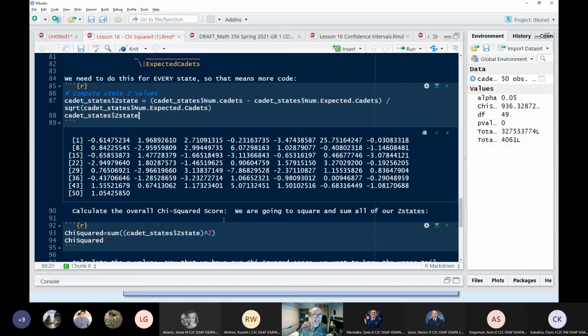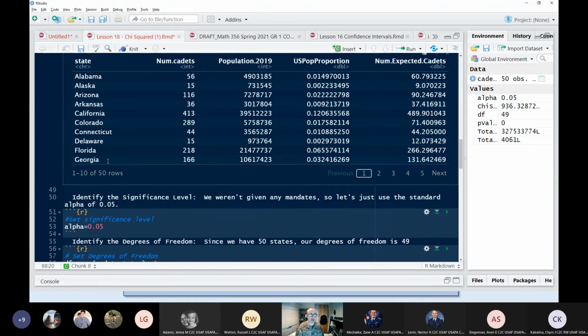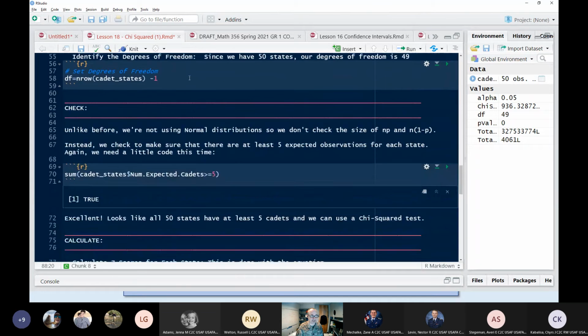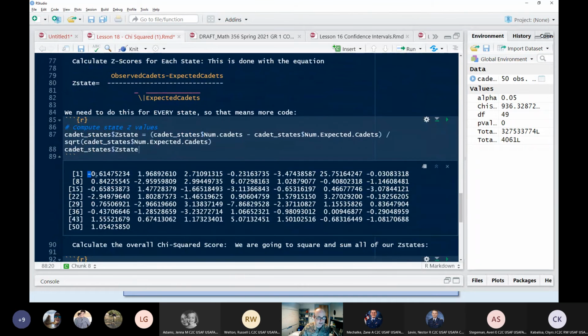Each one of those is a measure of how under- or overrepresented that state is at the academy. That very first z-score is negative 0.614, and that represents what we saw up here: for Alabama, we expected to see 60 and actually saw 56. That's why the very first one, Alabama, is a slightly negative z-score. It's a little underrepresented, and then all of these are for all of the states.